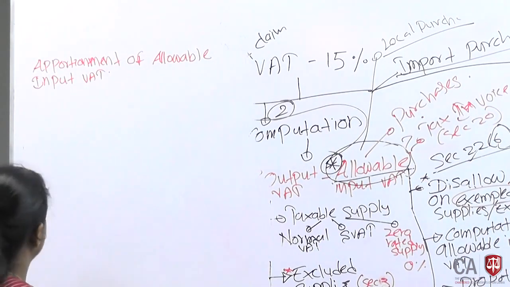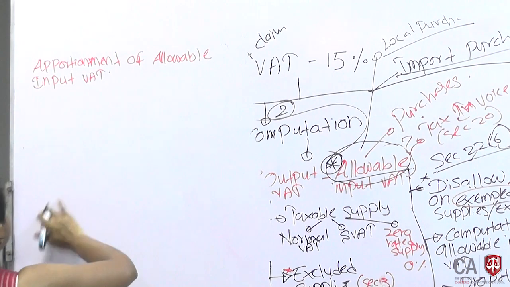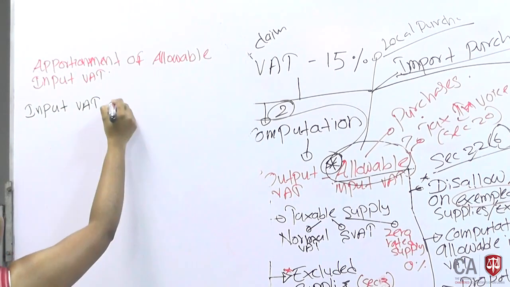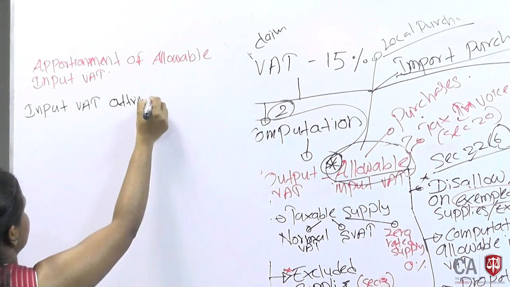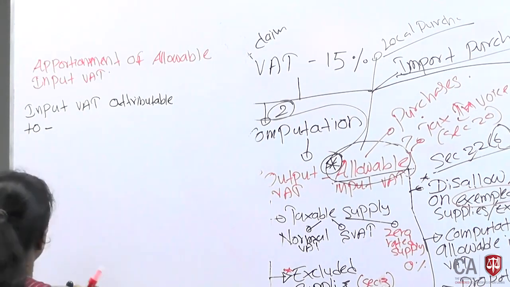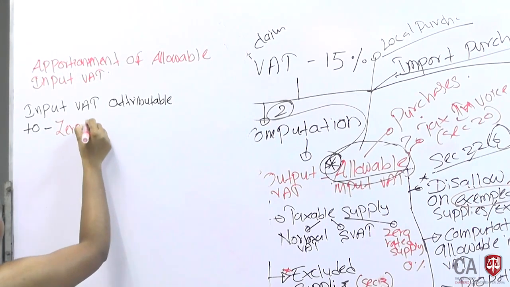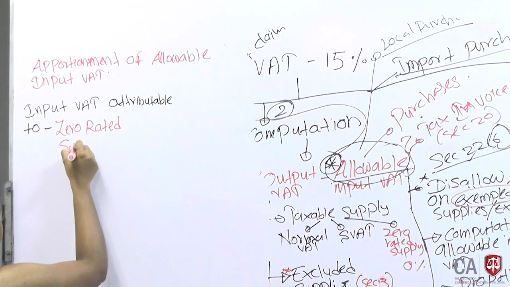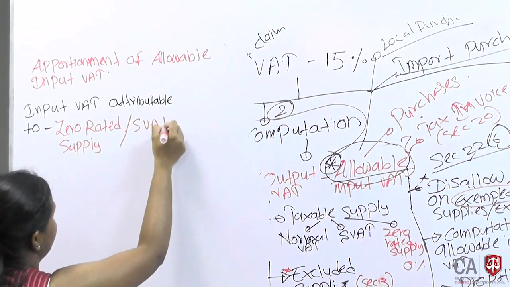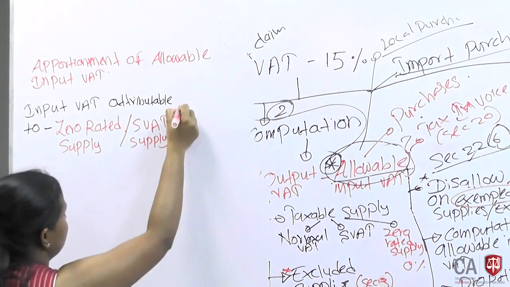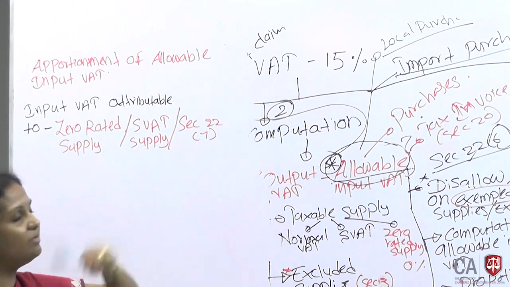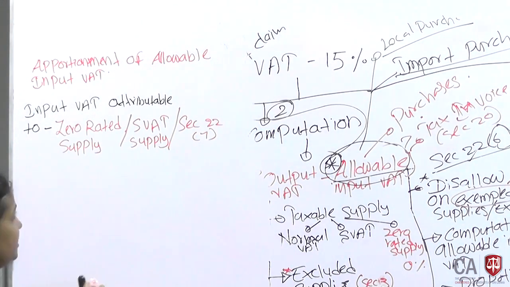In here you can take the input VAT attributable to three persons: zero rated supply, or SVAT supply, or section 22.7. Are you aware of this section 22.7? Okay, I will explain after this.